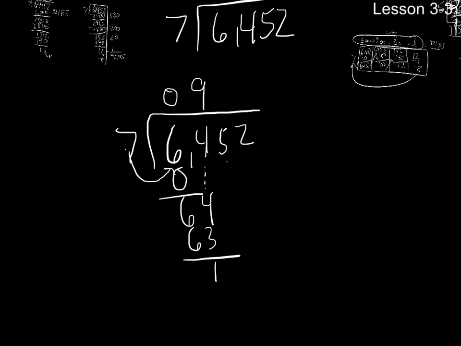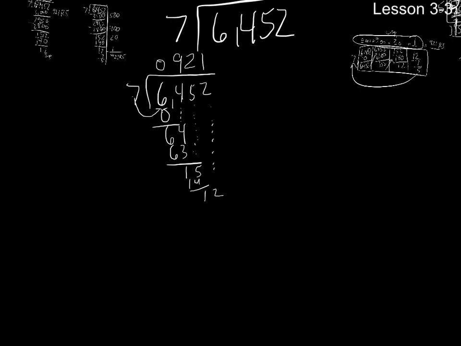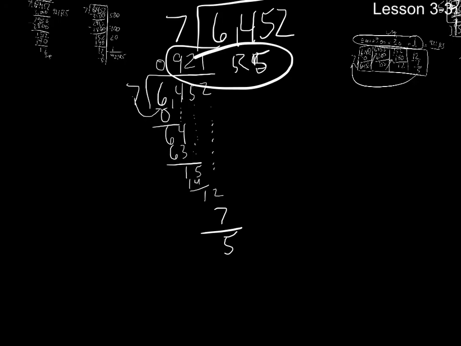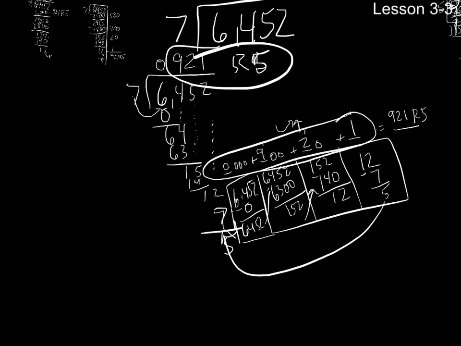And then, well, at this point, what I do is I bring the 5 down. Give me 15. I know 7 can go into 15 2 times. Gives me 14. 1 left over, and that 2 comes down to make it 12. I know 7 can go into 12 one time. I need to shrink this up a little because I need more room. 7 can go into 12 one time, 5 left over. So if you look up top, your answer is already there for you. 921 with a remainder of 5. So just double check. I had the same answer in all the other ones.